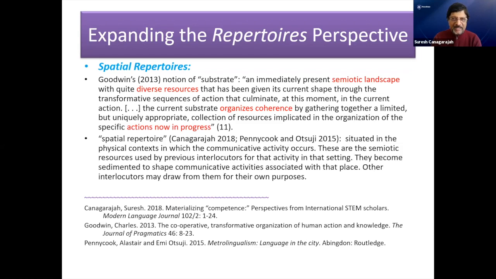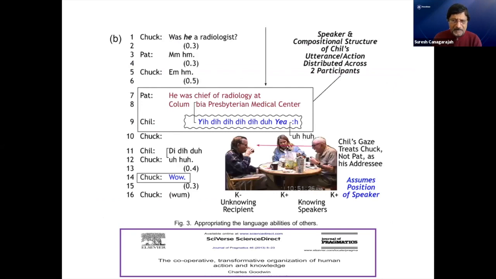So I think I can illustrate the importance of spatial repertoires with an example that Goodwin himself provided. In this interaction, Goodwin's father, Chil, has had a stroke, and he's left with only three words: yes, no, and. So we might say those are the three linguistic repertoires he shares with his speech community, the English-speaking community. In addition to that, he brings certain other verbal repertoires like "da." These we might call his personal repertoires.